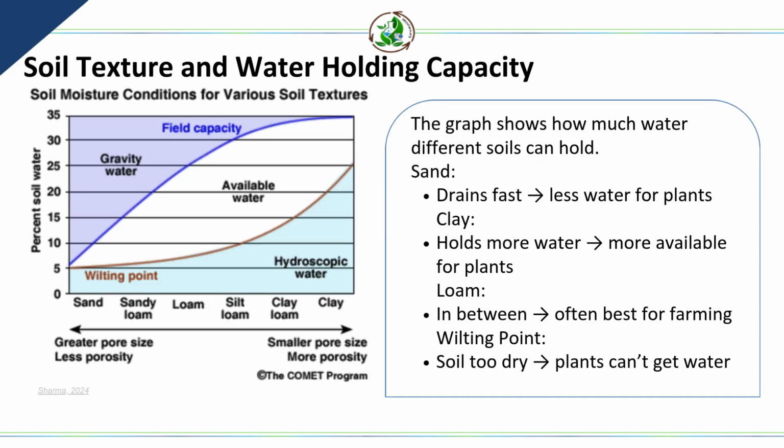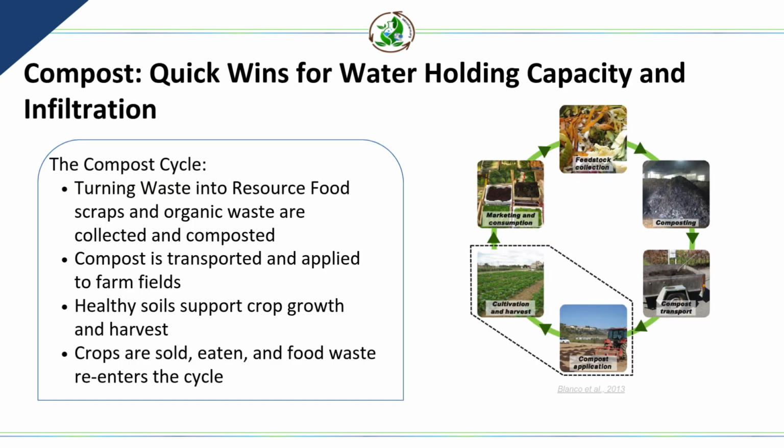Here's a graph showing how much water different soils can hold. Sand drains very fast, so it holds less water for plants. Clay holds more water, so more is available for plants, but it drains slowly. Loam is in between sand and clay, which often makes it the best soil for farming because it balances water retention and drainage. The wilting point is where soil is too dry for plants to take up water, so crops start to suffer. By understanding soil texture, farmers can plan irrigation more efficiently and know how long soil will supply water to crops. Now let's talk about compost and how it helps soil hold water and improve infiltration.